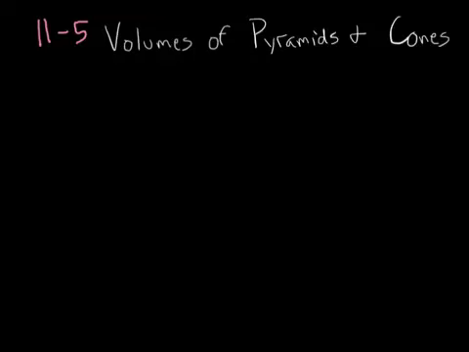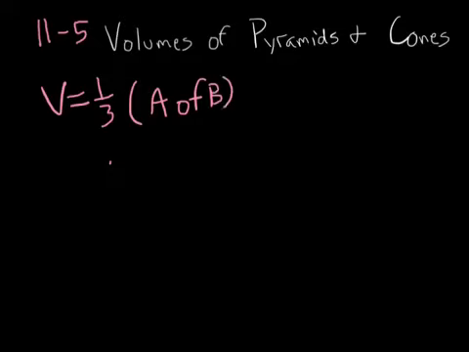As we continue on with section 5 of chapter 11, we're going to continue looking at volumes like we did in section 4. And as you can see from the title at the top, we're going to look at pyramids and cones today. So first, let's get the equation for the volume of a pyramid. The volume of a pyramid is equal to 1/3 times the area of the base times the height. So that's the volume of a pyramid.